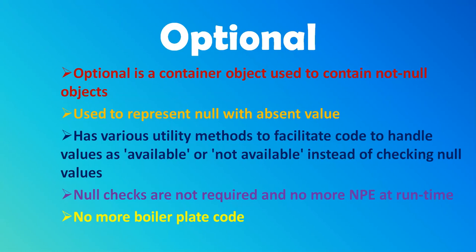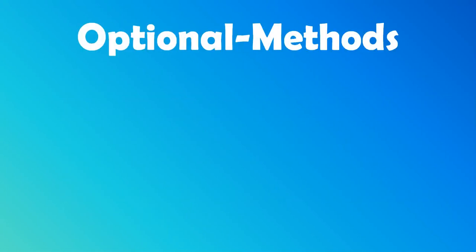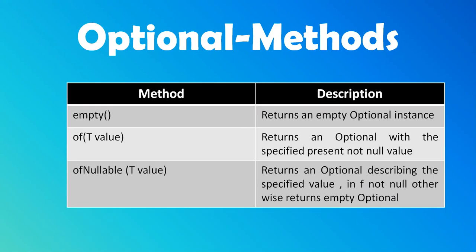Another important thing is Optional has some important methods which will help us to identify whether data is available or not available, or is present or not. There are three methods. The first one is empty, the second one is of, and it will accept an input parameter, and the third one is ofNullable. The first one is empty, which is a straightforward logic. It will return an empty Optional instance. That is not a null, an empty Optional instance.